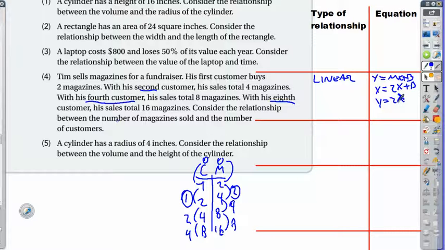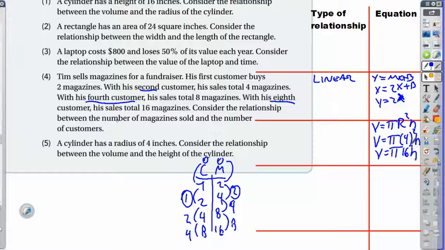All right, a cylinder has a radius of 4 inches. Consider the relationship between volume and the height of the cylinder. The radius is 4 inches, and is it going to change? No. So we know that volume is equal to pi r squared h. In this case, we have v is equal to pi times 4 squared times the height. 4 squared is 16, so we have v is equal to pi times 16 times h.